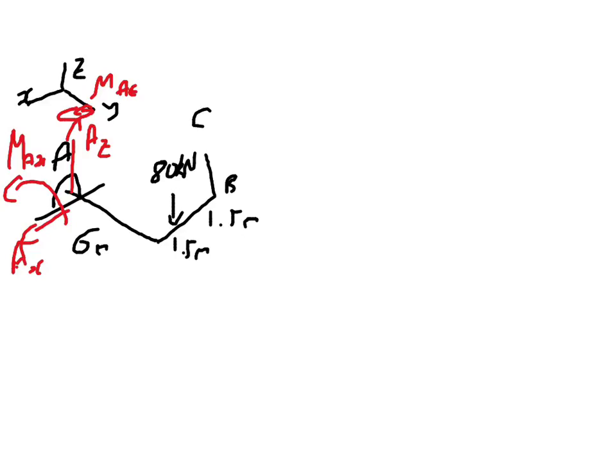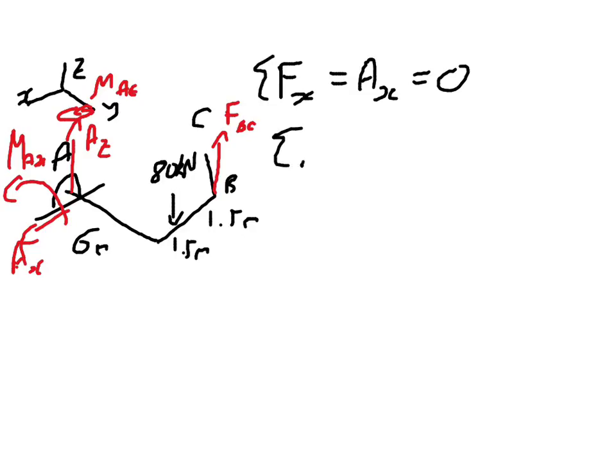We can then start to apply our equations of equilibrium. So the sum of our forces in the x-axis equals AX. There are no other forces acting in the x-axis, so that equals 0. In the z-axis, we've also got a tension force from the cable, FBC. So the sum of the forces in the z-axis is going to equal AZ plus FBC. That's going to add on because they're both in the positive direction. And we've got minus 80 acting downwards, so we can't solve that on its own yet.